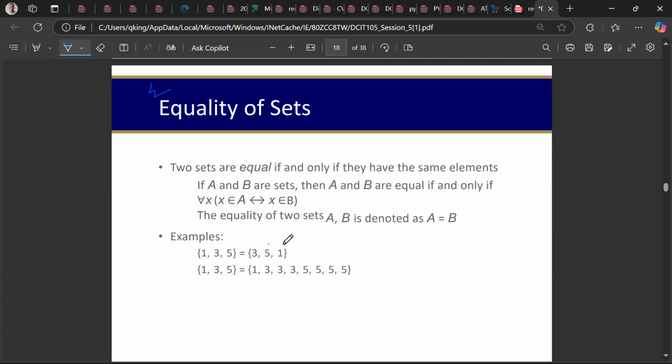And so if one of the sets contains an element that the other set does not contain, then we say that the sets are not equal. They are equal if and only if both sides contain the same elements.